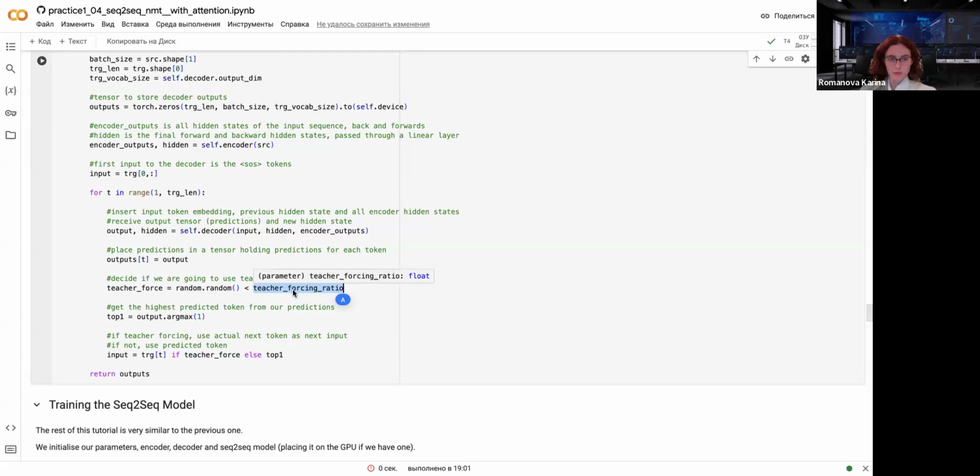In the generation loop, the target sequence is generated iteratively by the decoder. For each time step, the most probable word, or I mean token, is selected, and this word is then used as the input to the decoder for the next step.